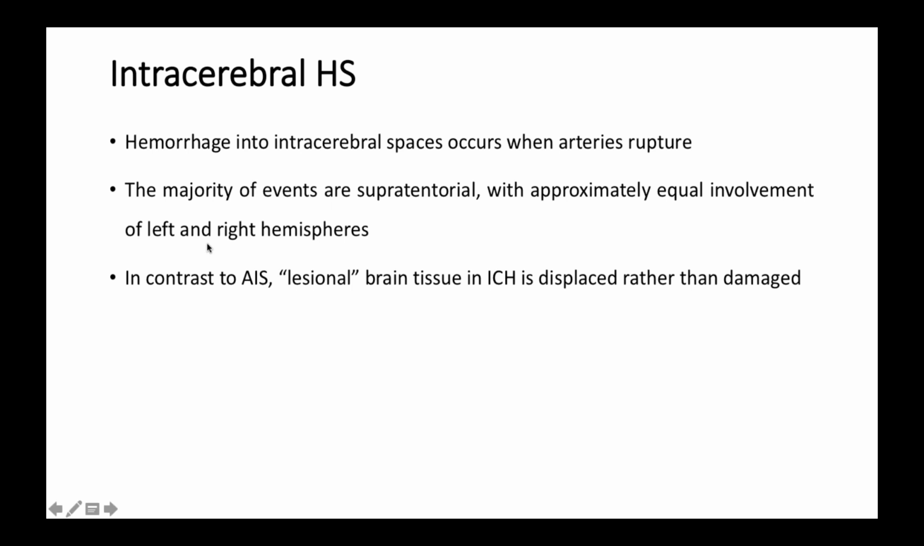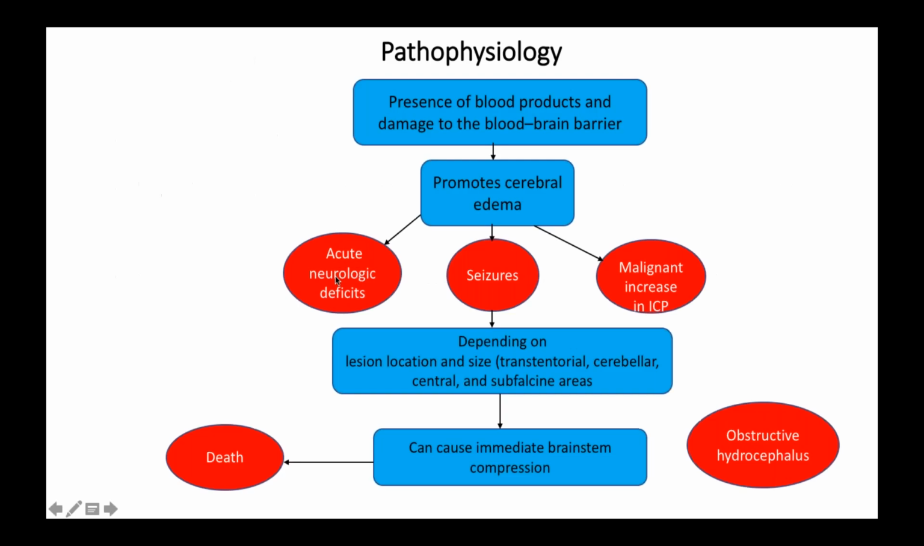AIS usually involve the left hemisphere. Now, in contrast to acute ischemic stroke, the lesional brain tissue which is destroyed is usually displaced rather than damaged. So there is a displacement rather than damage. Therefore, the long-term prognosis is better in this case.